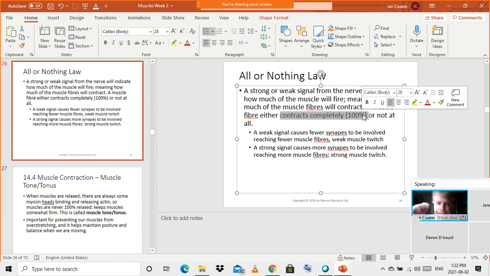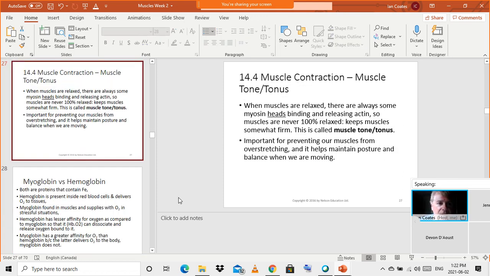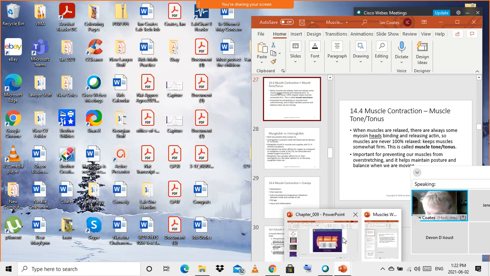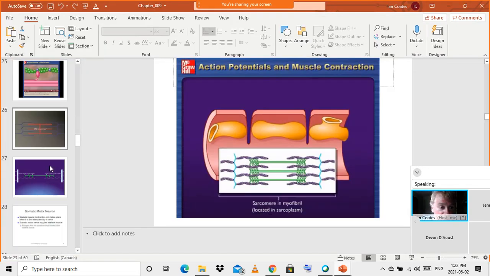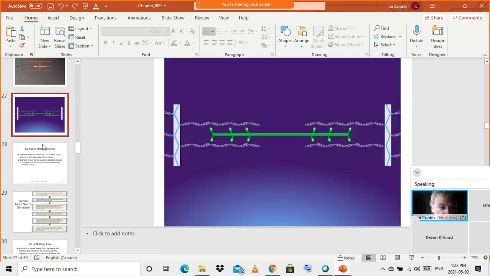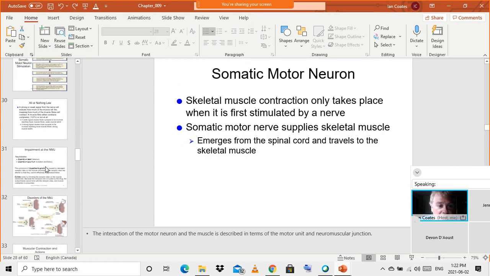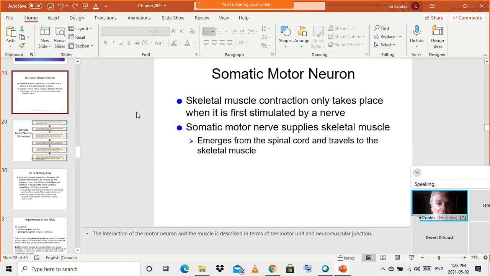What do we got here? Muscle contraction, muscle tone. When muscles are relaxed, there are always some myosin heads binding. That's what I wanted. We've seen that there. We'll get into muscle tone. I've got muscle tone down here.